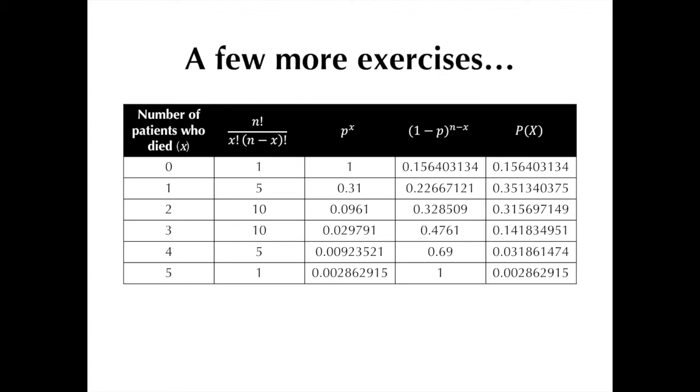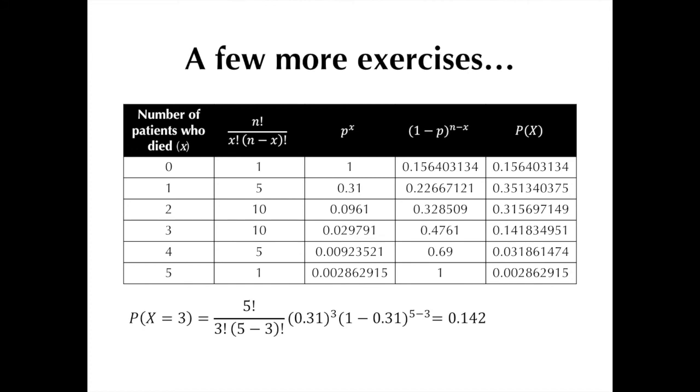Still with this table, let's do a few more exercises. From earlier, we already determined that with a random selection of 5 ARDS patients treated with low tidal volumes, the probability that 3 of them will die is 0.142.